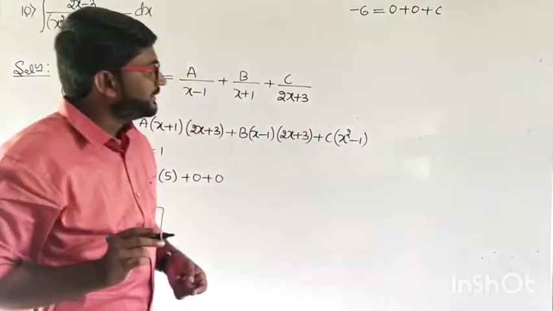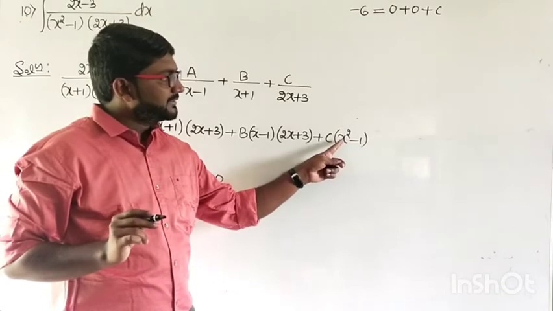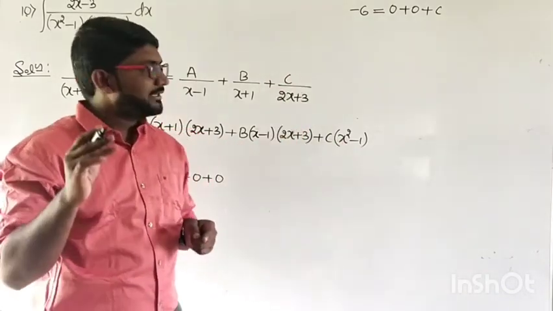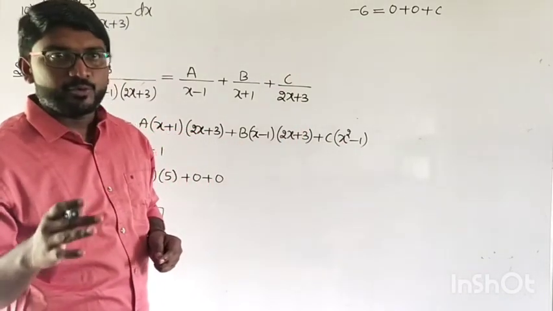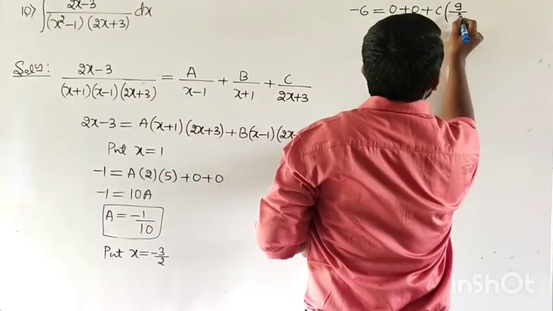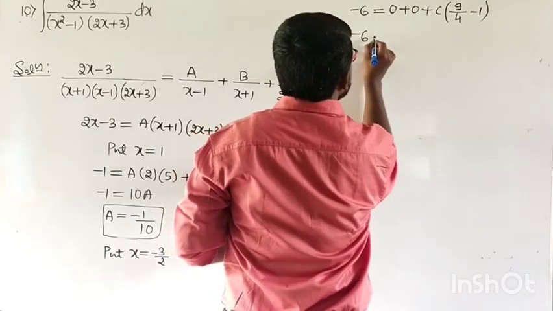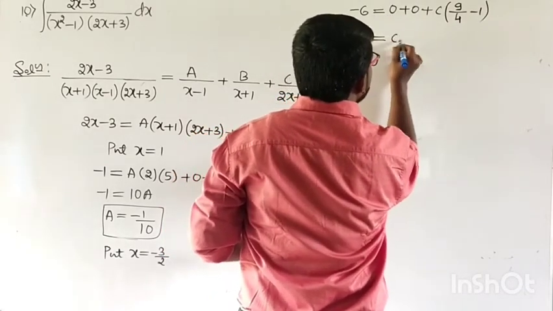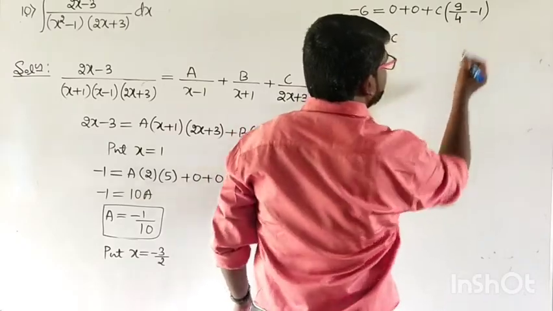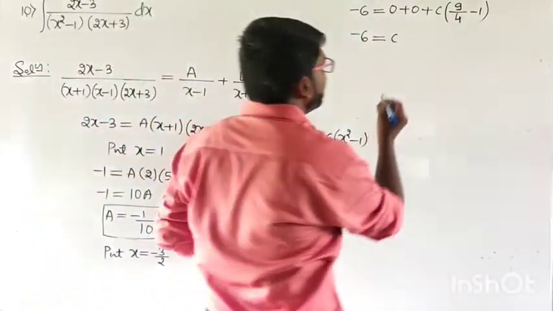Then here I am taking x as minus 3 by 2. Minus 3 by 2 the whole square, that will be 9 by 4. So 9 by 4 minus 1. So minus 6 is equal to C into the bracket. So take up the LCM. We get 9 minus 4, that will be 5 by 4.